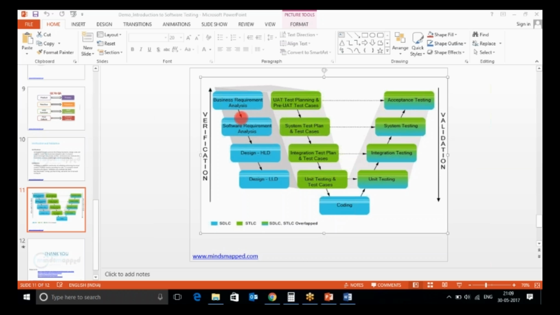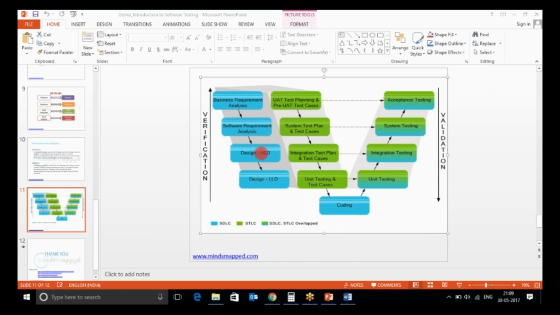So this is the initiation phase, this is the planning phase, and then this is the executing phase. Coding happens in the executing phase, where you already have the high level design and the low level design. When the business requirement analysis phase is going on, your UAT test planning is happening, and your system test plan and system test cases are being created.